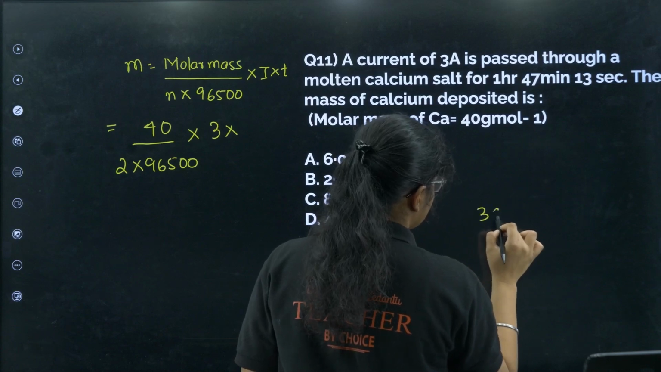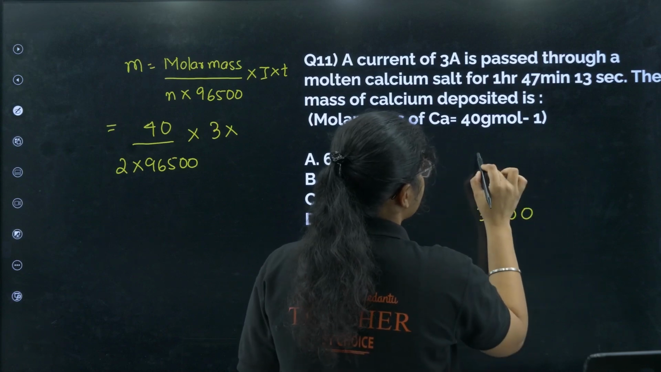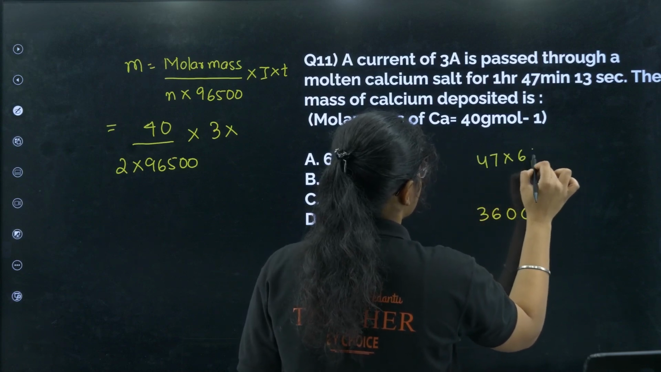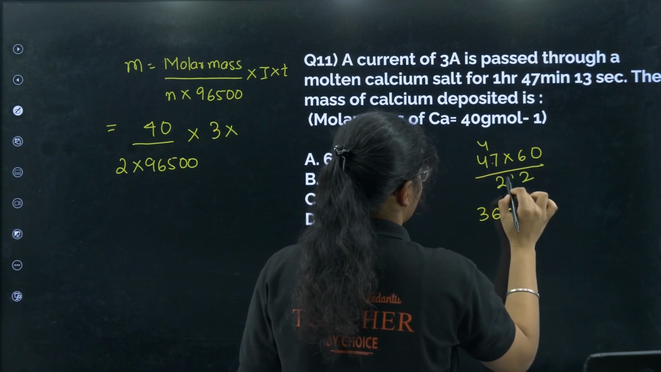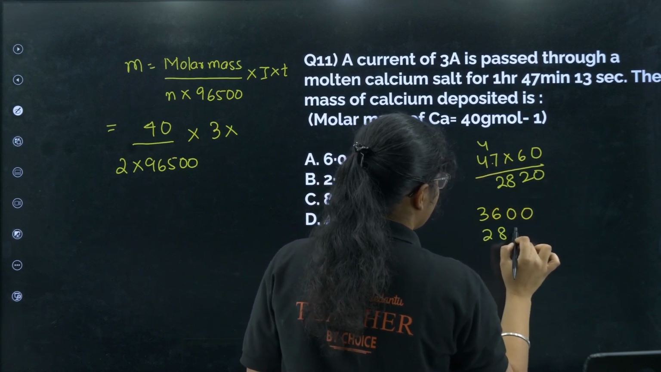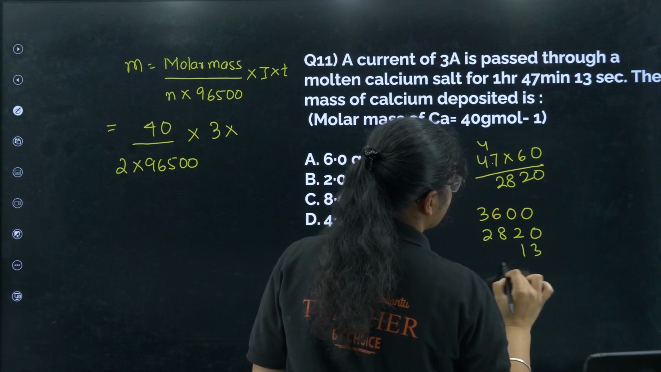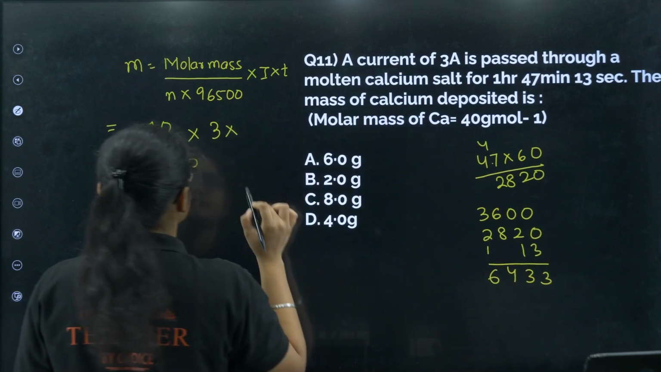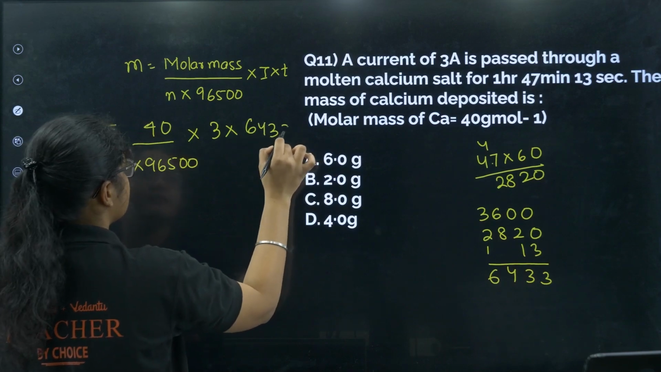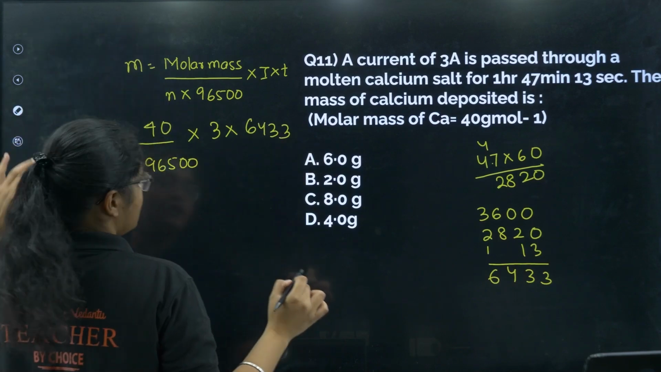So 1 hour is 3600, 47 minutes means 47 into 60, 6 sevens are 42, 6 fours are 24 plus 4 is 28, so 2820, and 13, okay, 6433. So I will have 6433 seconds.